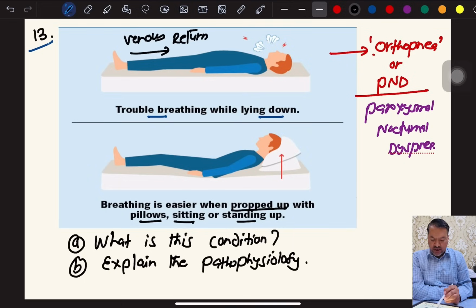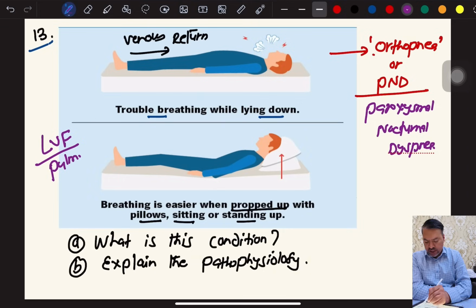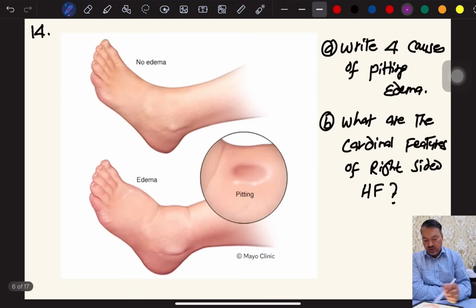And when the person lies down flat, there will be more venous return towards the heart. All that blood will go to the lung, and then there will be difficulty to breathe. Okay, so this is the pathophysiology. And another important information, in which condition it is commonly seen. Okay, your answer will be left ventricular failure, which can lead to pulmonary edema. Okay, don't forget that. Now number 14.